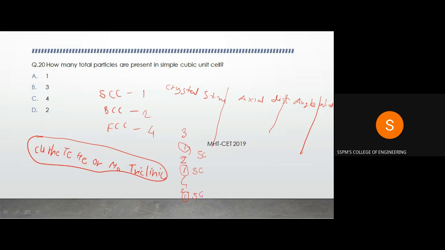Where the digit is 2, SC and BC are present. Same here, SC and BC. For 4, all four unit cells are present: SCC, BCC, FCC, and base centered. Okay, this is a trick to find the unit cell of a crystal structure. This is a shortcut trick to find the unit cell of crystal structure. Any doubt?